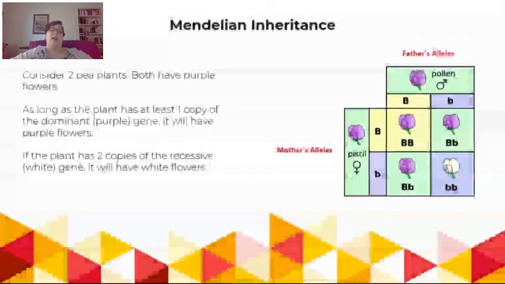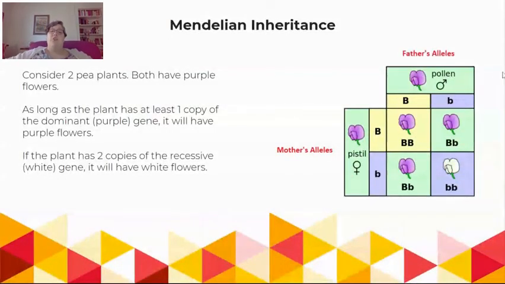As long as the plant has at least one copy of the purple gene, it will have purple flowers. If the plant has two copies of the white gene, it will have white flowers. So he labeled these traits dominant and recessive. In pea plants, it turns out that the purple flower gene is dominant. The white flower gene is recessive, meaning it will not be expressed if there's a purple gene.